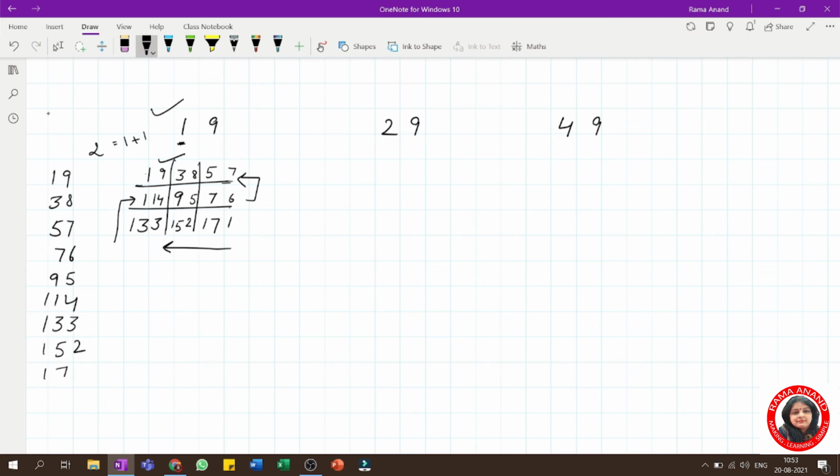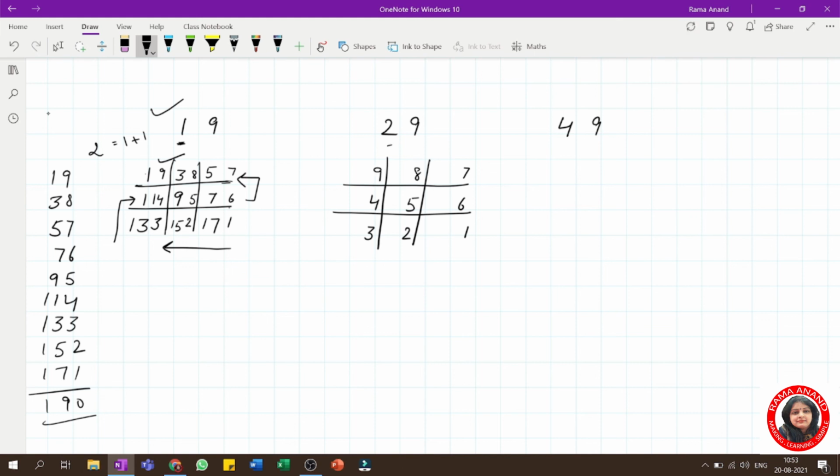Do you find it easy or interesting? Yes, it is easy and interesting also. Let's try with another number, which is 29. Just make a grid like this. Just write 1. Let me do it again. Okay, now 1, 2, 3, 4 will go like this. Then 7, 8, 9. So my first digit is 2.